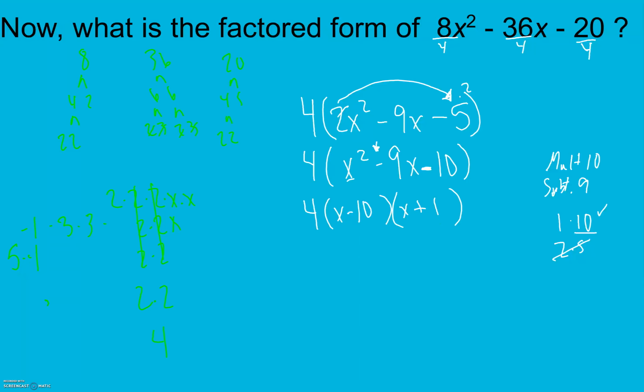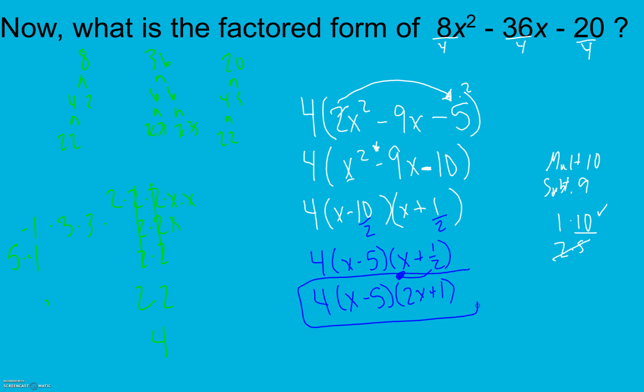Now we have to undo our swing. So because we multiplied by 2, I have to divide by 2. We reduce our fractions and then swing to the front any denominators that are left. And they become the coefficients of our linear binomial there. Here is our factored form.